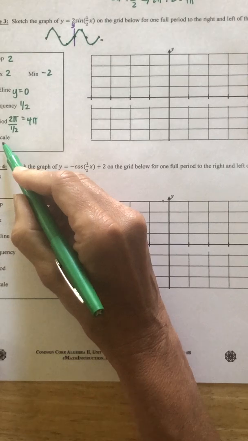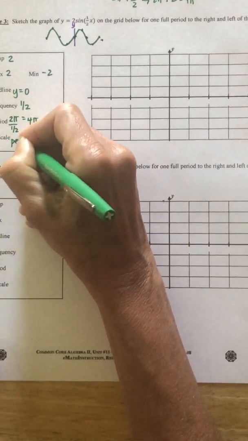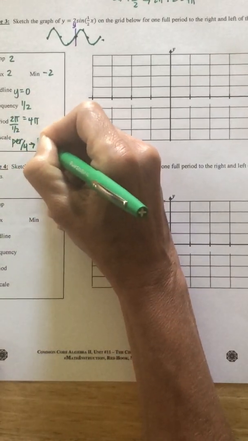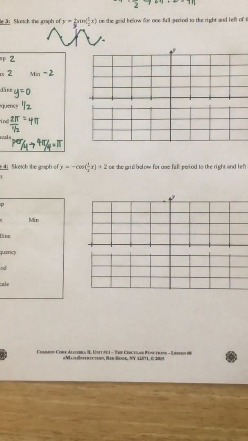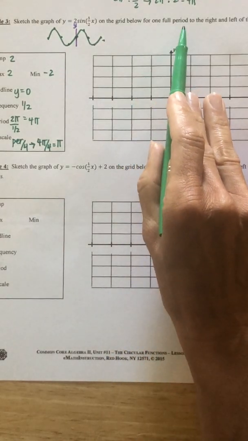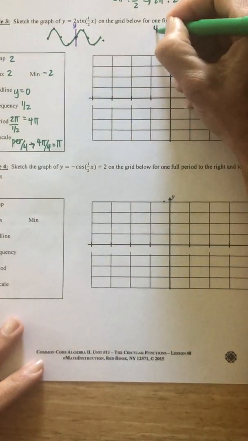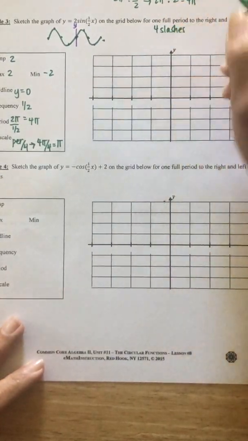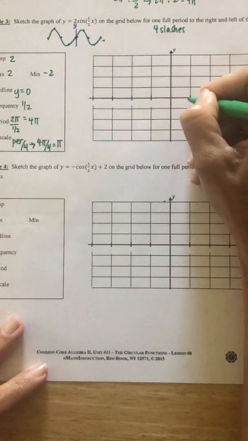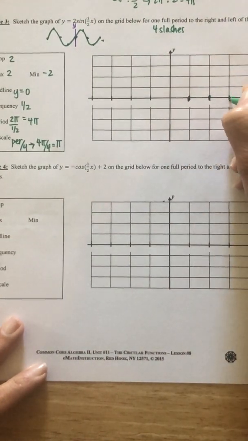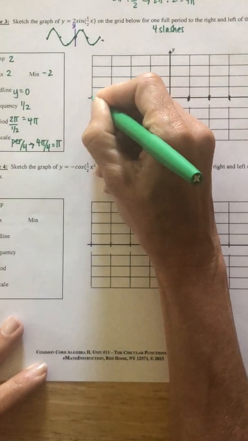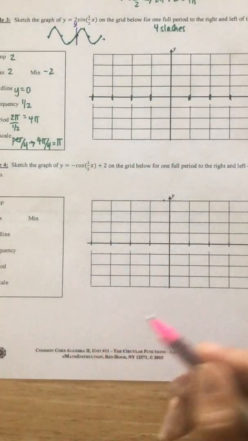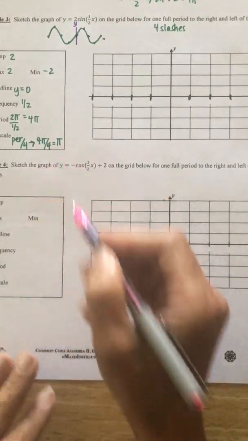Remember, there was a little formula for the x scale: the period divided by 4. This one's nice and easy. 4 pi divided by 4 is pi. So remember, for one cycle, which is what we're graphing, one full period, you have 4 slashes. 4 slashes to the right, 4 slashes to the left. And look, we have those 4 slashes there for us. So 4 to the right, 4 to the left, and we have to label them. You always count by the x scale.